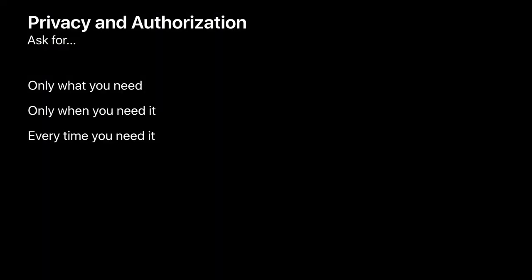And these two ideas can be distilled into three simple rules. And when we're thinking about privacy and authorization, you should ask for only what you need, only when you need it, and every single time you need it.